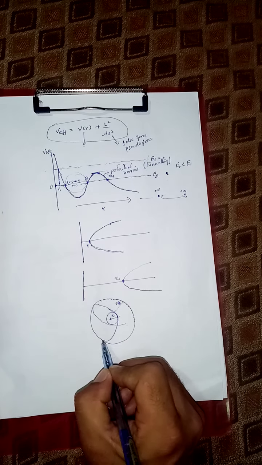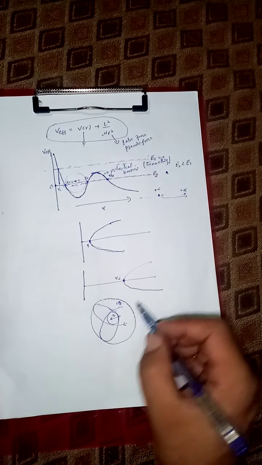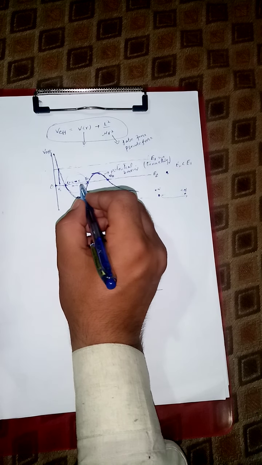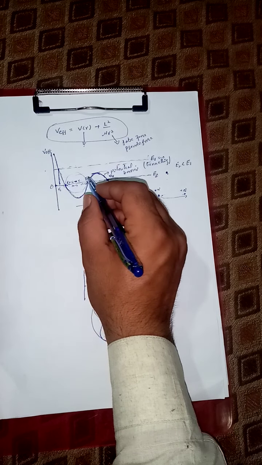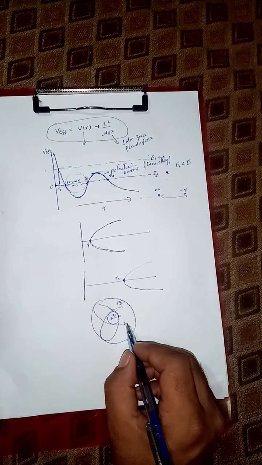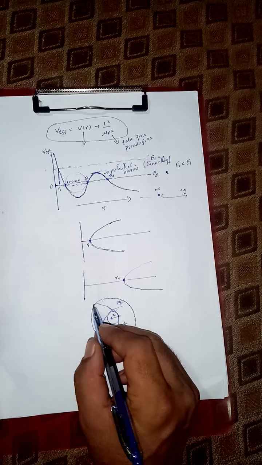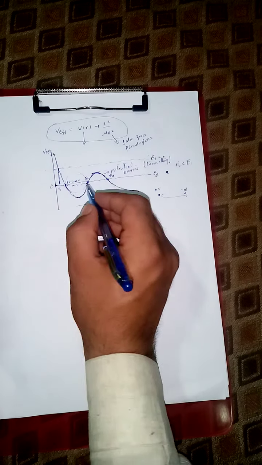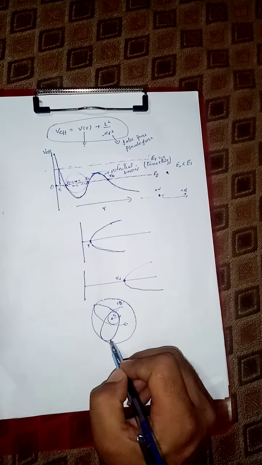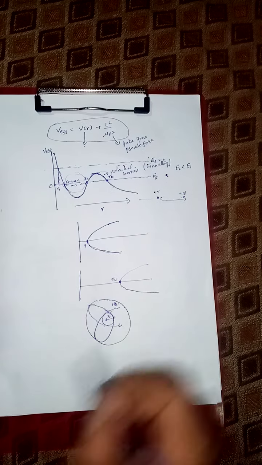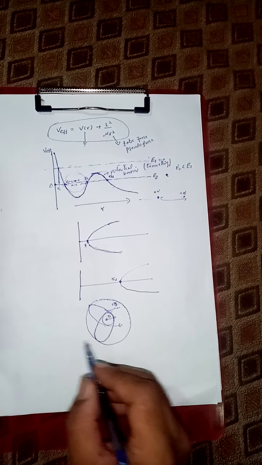This is the path of the particle. The particle comes from r3, reaches r2, and then gets scattered back to r3. At r3 it gets scattered back and reaches r2. At r2 it gets scattered back to r3, and the particle is bound between these two circles. Now this is a bound orbit.